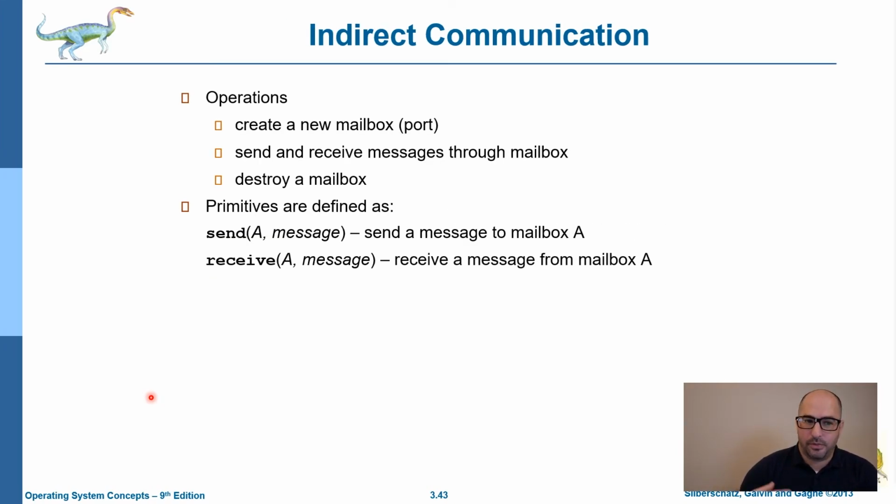So for an operating system that provides indirect communication, they will need to create a new mailbox, send and receive messages through the mailbox, and then destroy the mailbox. And here our send and receive operate on mailboxes, to send to a mailbox and receive from a mailbox rather than a process.